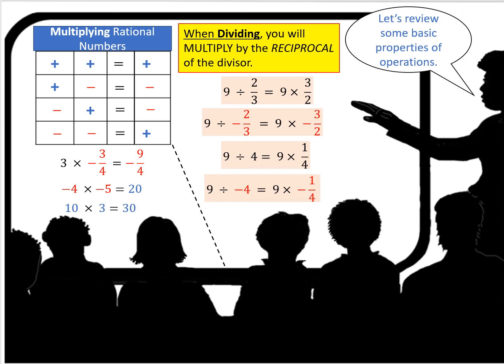9 divided by 4 equals 9 times 1 over 4. 1/4 is the reciprocal of 4. Positive times a positive is a positive answer. 9 divided by negative 4 equals 9 times the reciprocal of negative 4, which is negative 1/4. You have a positive times a negative, so you'll have a negative answer.